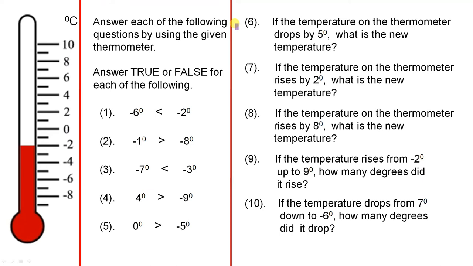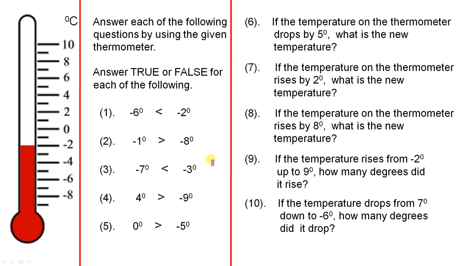Answer each of the following questions by using the given thermometer. Firstly, answer true or false for each of the following. Number 1. -6 degrees is less than -2 degrees. That's the symbol for less than. -1 degree is greater than -8 degrees. That's the symbol for greater than.